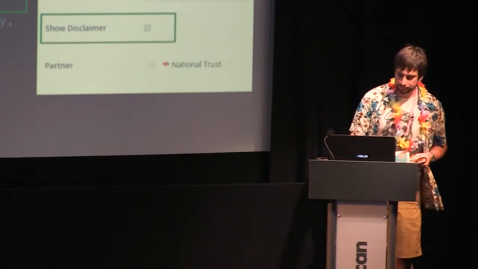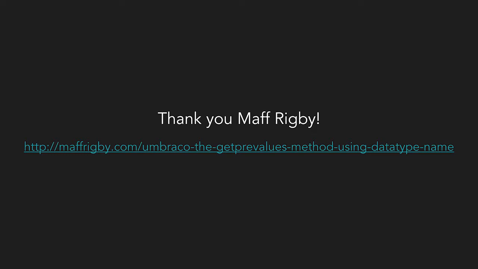For this bit, I don't know if he's here, but Matt Rigby had this blog post, and I found it extremely useful to get the pre-values of things like select boxes and drop-downs. I'm not going to go into what this explains, just know that it's very useful.